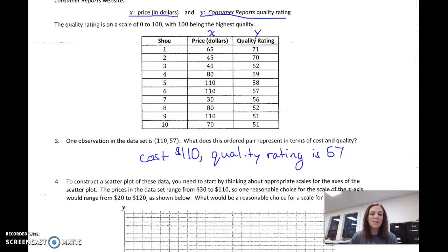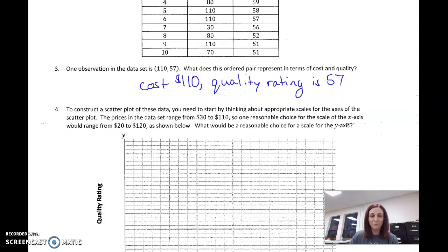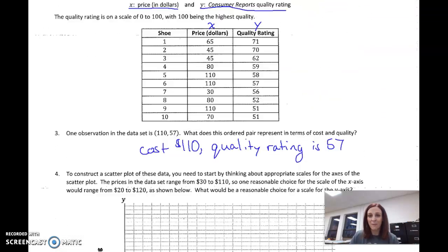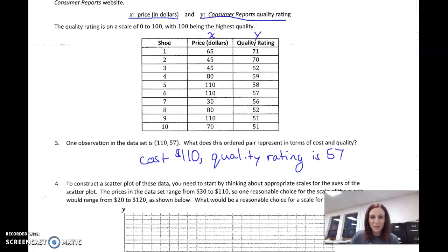Okay, so it says to construct a scatter plot of the data, you need to start thinking about the appropriate scales for the axes of the scatter plot. So the prices in the data set range from $30 to $110. If you look here, you can see our lowest one is here at 30, our highest one's here at 110. And then on the x-axis, it's going to range from $20. Nope, I'm sorry. That's what they put the scale at on the x-axis. When you scroll down here, you'll see it.